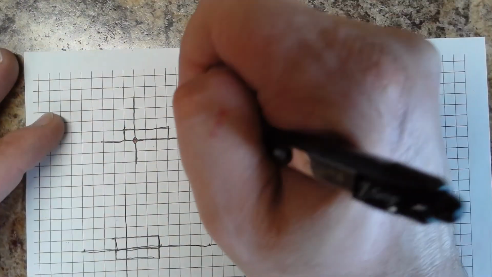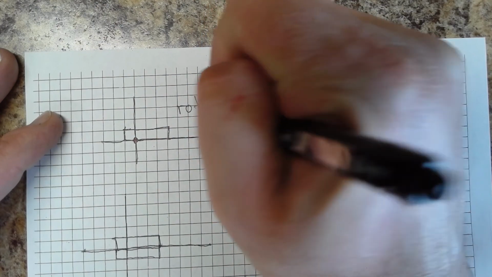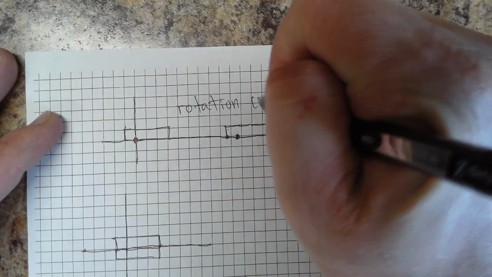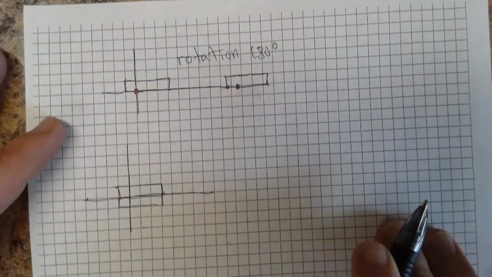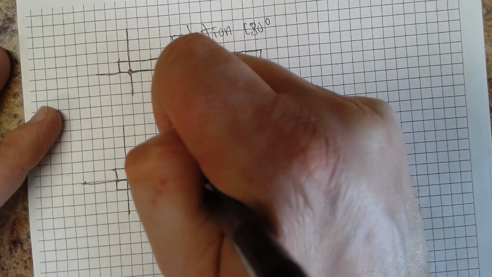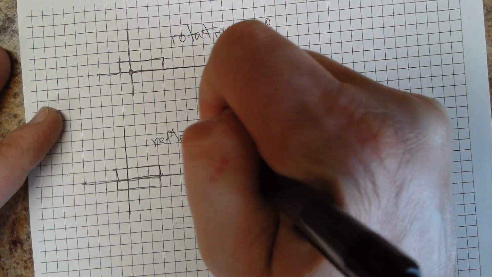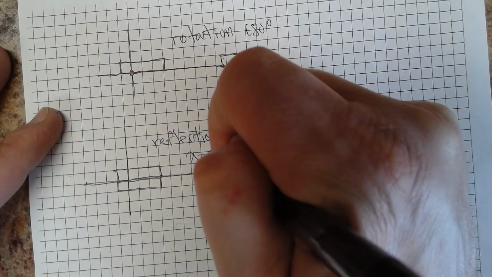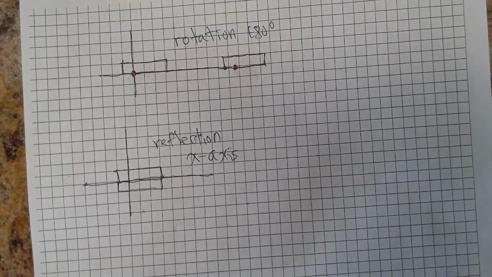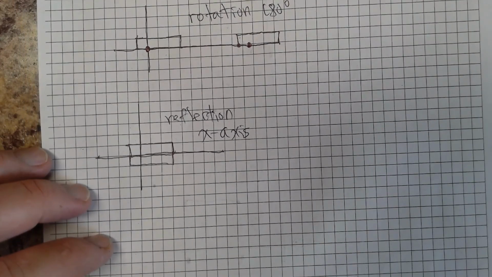Oh yeah, we're supposed to say what we did. So, rotation 180 degrees. Reflection x-axis. Like so. And the last bit of instruction, 4 units right, 1 unit down. A translation.